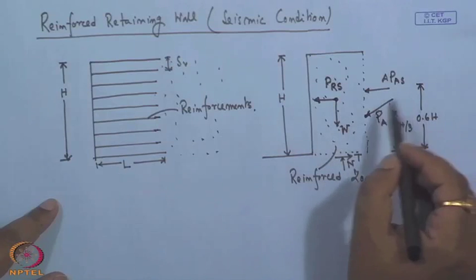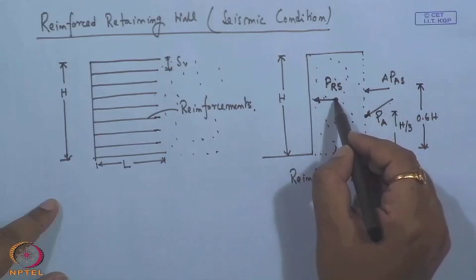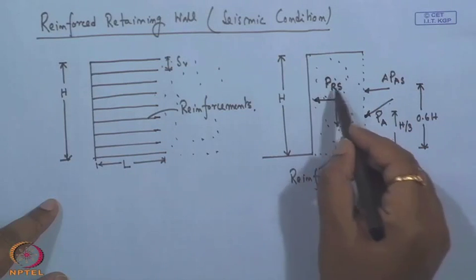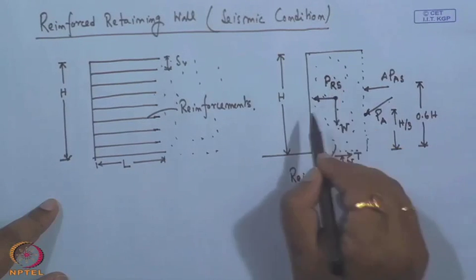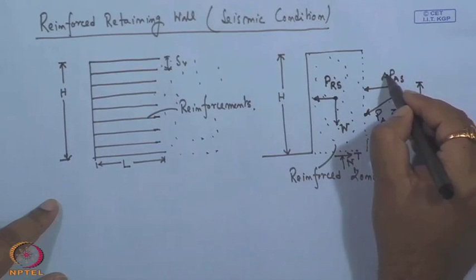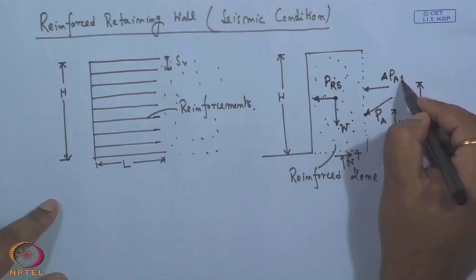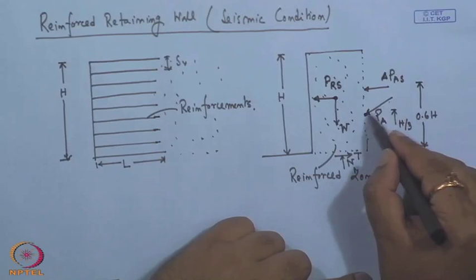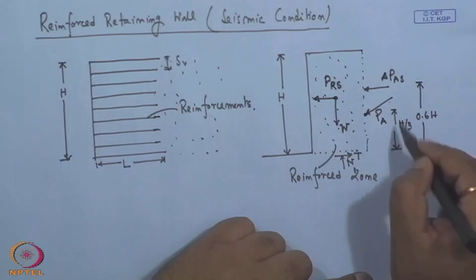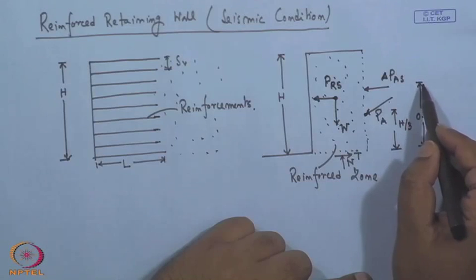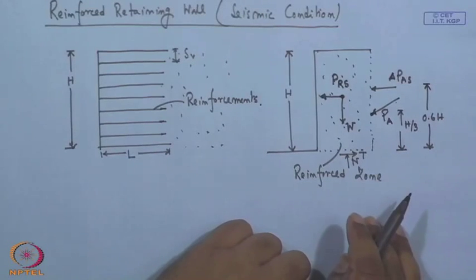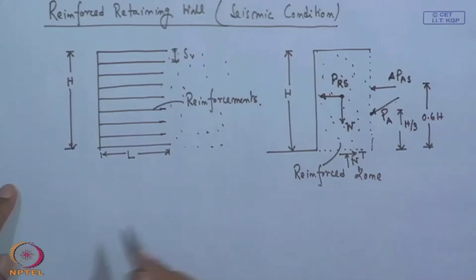For the seismic condition, we have to add two additional forces. This is the horizontal force; we are neglecting the vertical one. This is the horizontal force P in the reinforced zone in seismic condition, and this is the additional force due to the earthquake, P AE S, in the seismic condition. As it is known, the static force acts at H by 3 from the base of the retaining wall, and the seismic force acts at a height of 0.6 H from the base of the retaining wall. So, these are the forces that will apply.